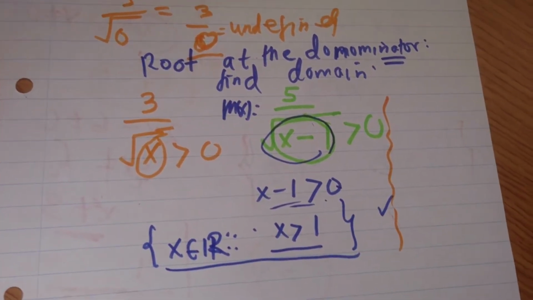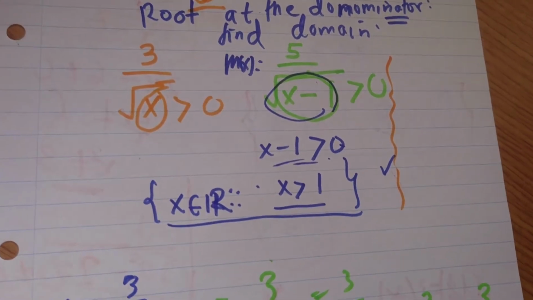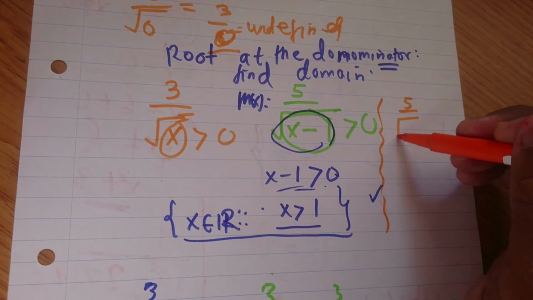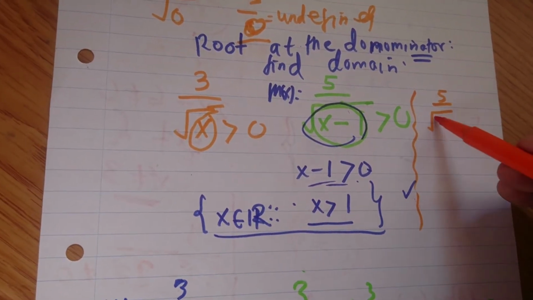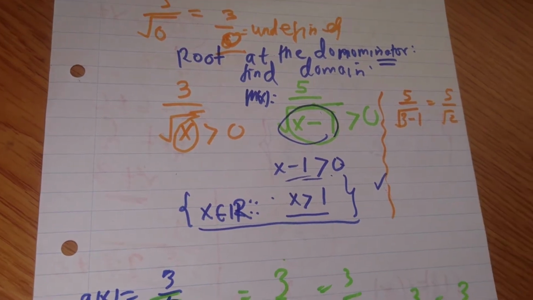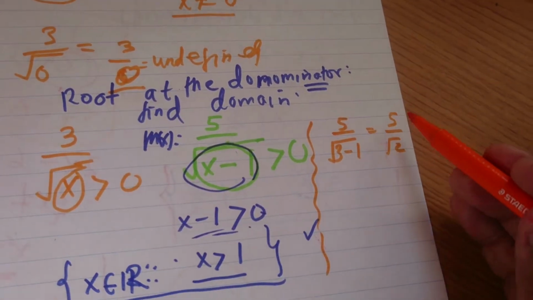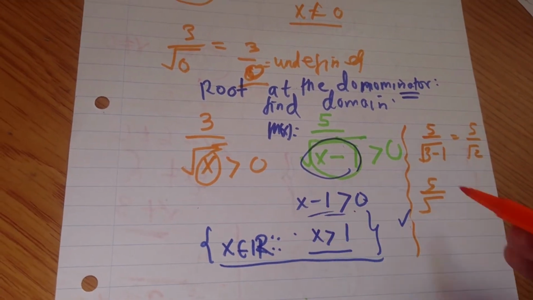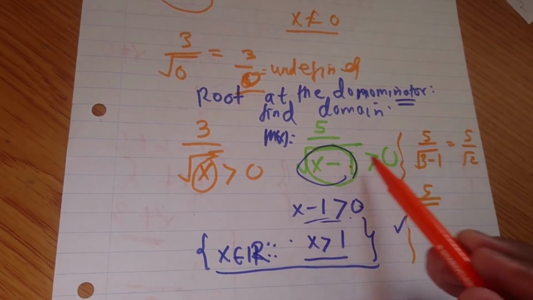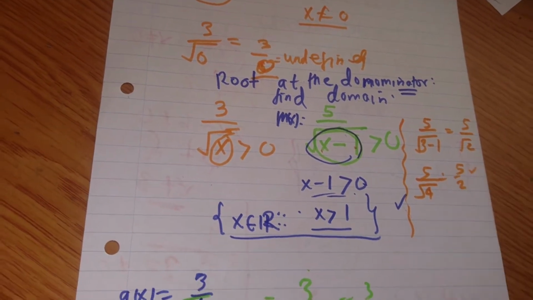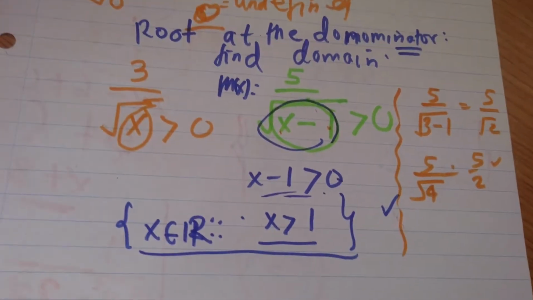For example, let's say 3. So it's going to be 5 over the square root of x minus 1. We say it's greater than 1, like 3. 3 minus 1, okay, so 5 over the square root of 2, which is going to work because the square root of 2 is a number and you can put it in the calculator and get the value. Any number greater than 1, let's say 5. So it's going to be 5 minus 1 equal to 4. Square root of 4 equal to 2. Yes, it's going to work. So any number greater than 1 for this case is going to work.